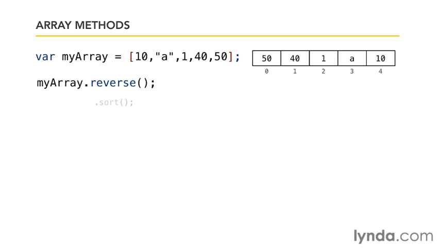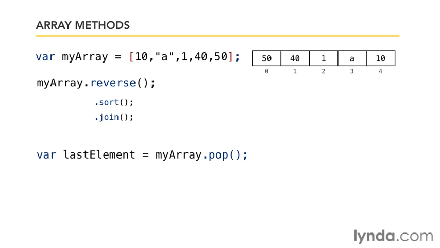We have other methods like .sort that will sort them according to the rules of JavaScript sorting, if it's all alphabetical or all numeric or a mixture of the two. We have .join that will take all the elements of the array and combine them with commas and return them as a string. We have useful little methods like .pop. If I call .pop on my array, it's going to take the last element, what's currently in there at position 4, and detach it and return that as a value. So we can pop something off the end of the array.